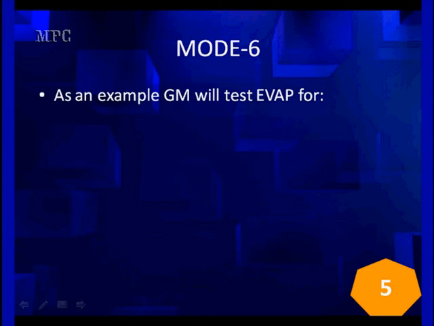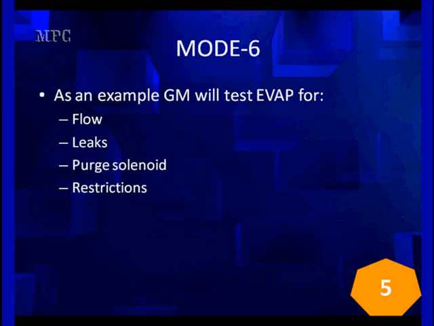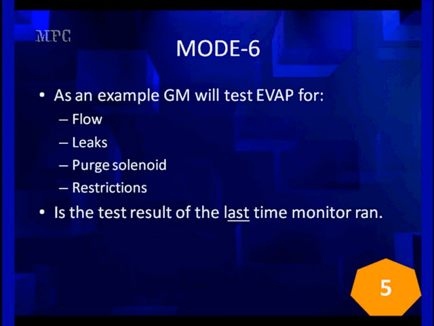Now it's time to get down to talking about specific systems. We're going to look at EVAP, one of the main things tested by Mode 6. Mode 6 is going to check the system for flow, looking to see if it's normal flow with no restriction. Then it's going to check for leaks. It's also going to check to see if the canister purge solenoid is leaking, separate a leaking purge solenoid from normal leaks, and check for restrictions caused by dirty canisters or blocked vent solenoids. In these tests, it's going to show us the results the last time the monitor ran.